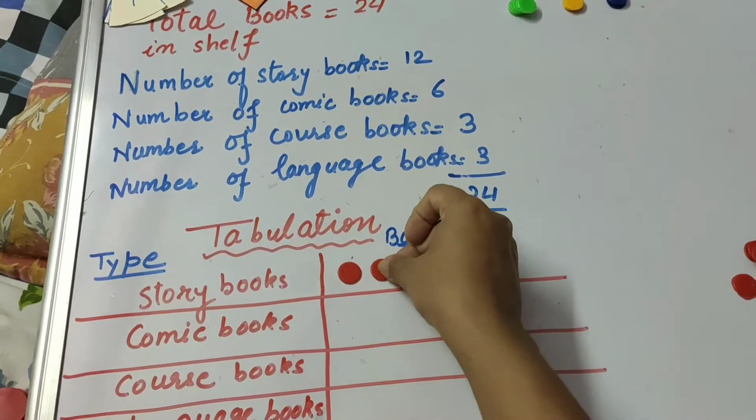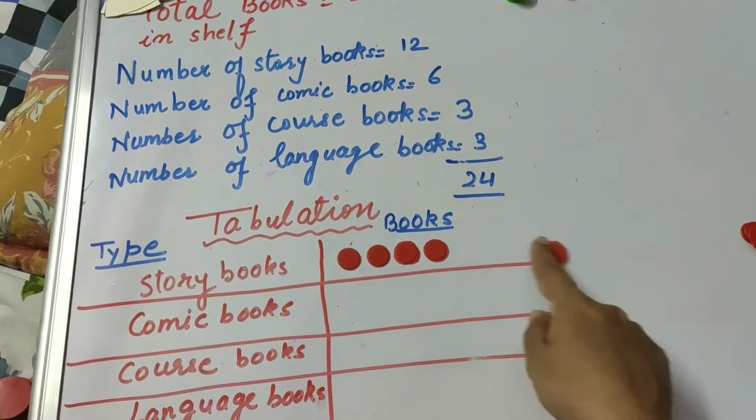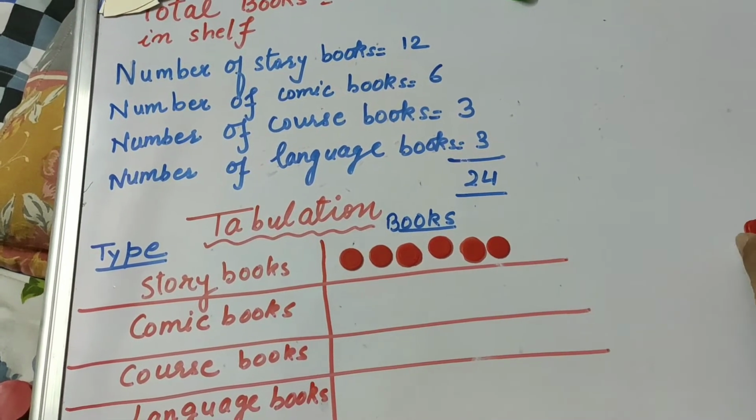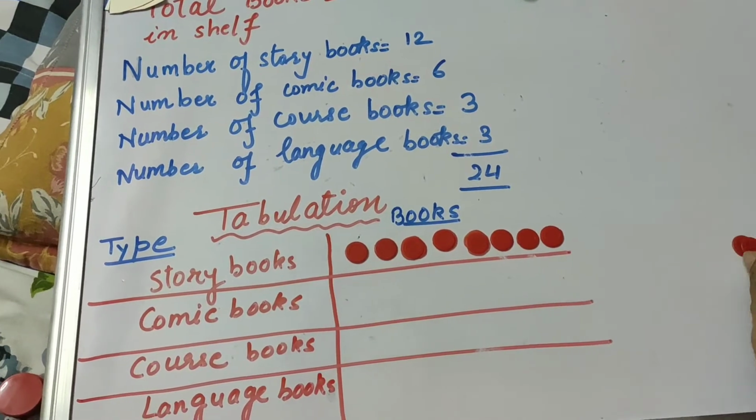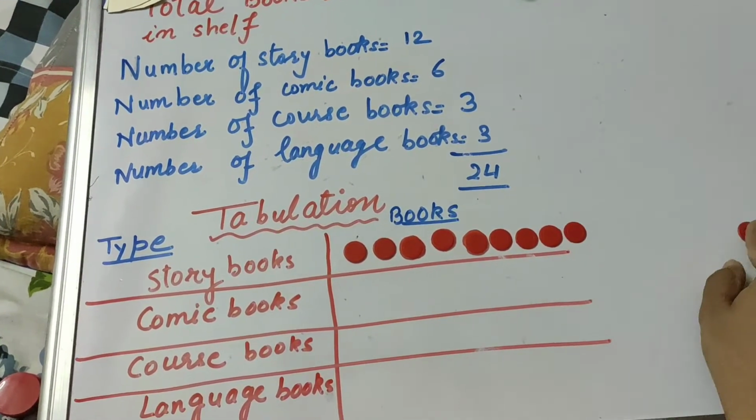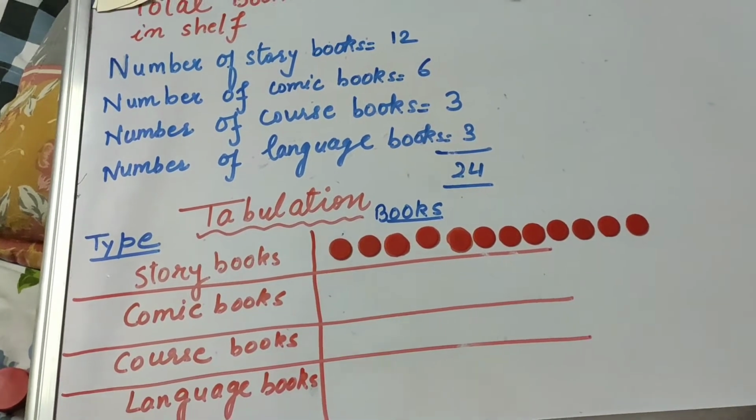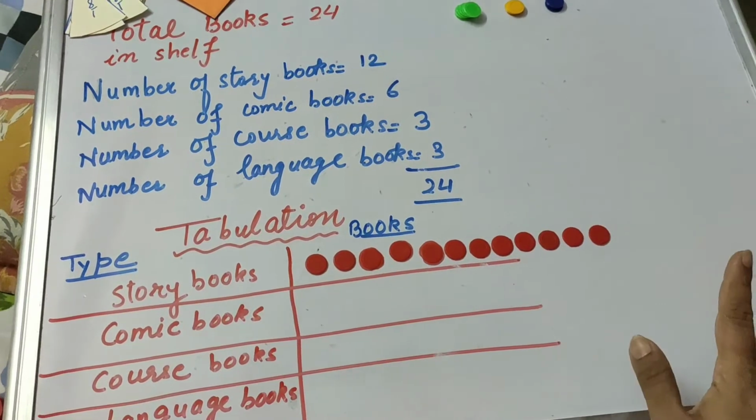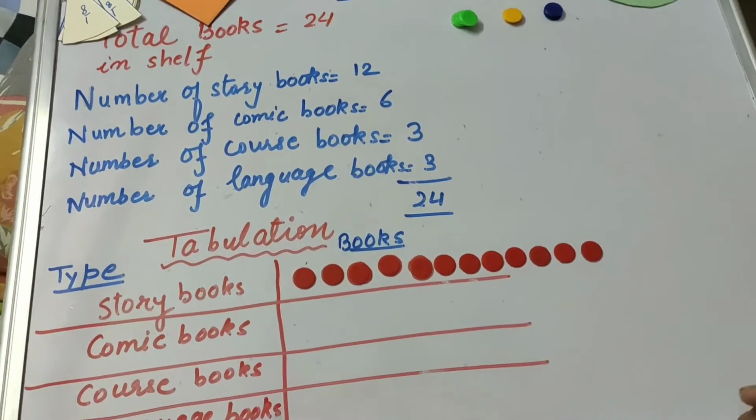1, 2, 3, 4, 5, 6, 7, 8, then 9, 10, 11 and 12. That means I have more storybooks, and I have to arrange in a very systematic manner because it will cater my maximum space of the shelf.